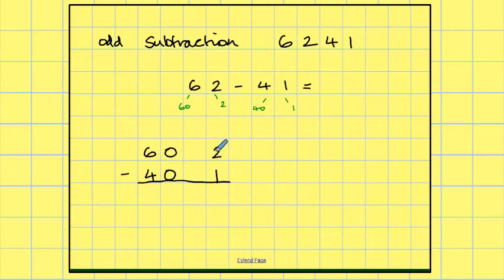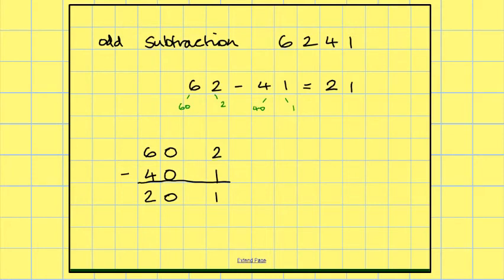Good. So can I take this away? Yes, I can. I've got 2 and I can take 1 away from it, can't I? So I've got 2, take away 1 leaves me with 1. Then I look at my tens numbers. I've got 60, take away 40 equals, you got it, 20. Then we recombine the tens and the ones, 20 and the 1 to finish off our calculation like that.